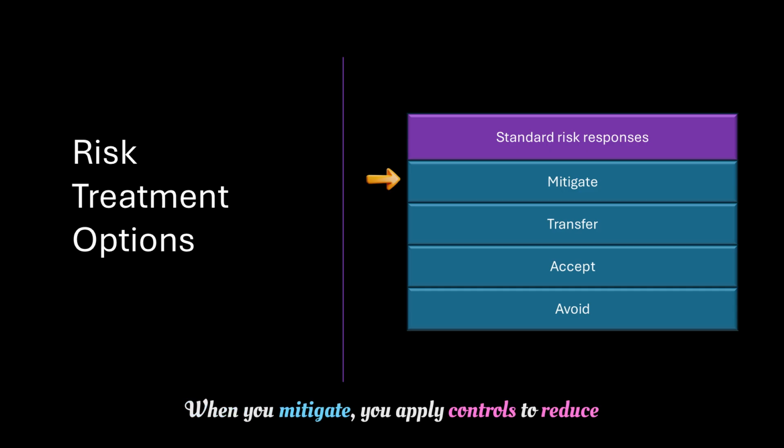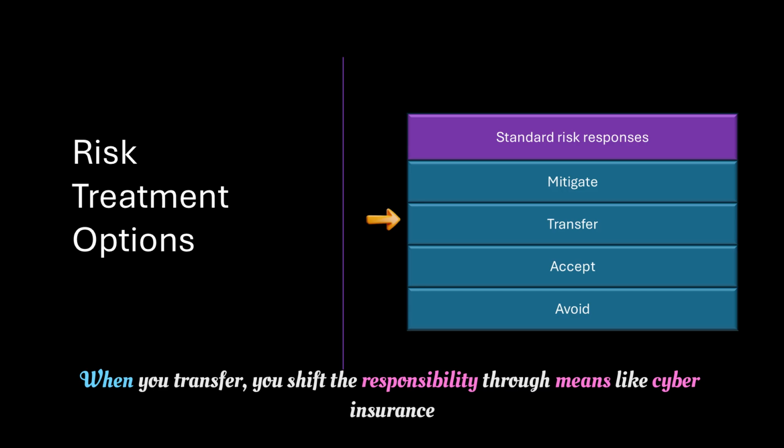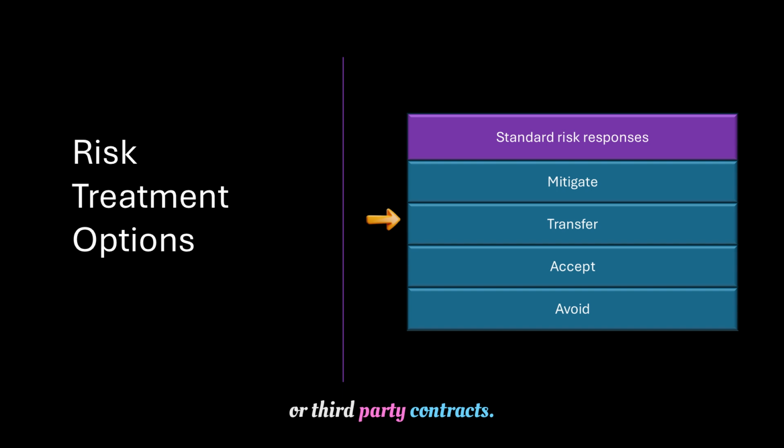When you mitigate, you apply controls to reduce either the likelihood or the impact of the risk. For example, implementing MFA or segmentation. When you transfer, you shift the responsibility through means like cyber insurance or third-party contracts.